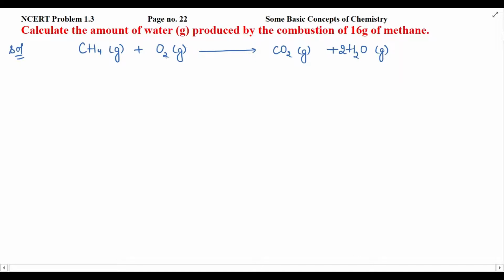Now in reactant side I am having 2 atoms of oxygen, and in product side I am having 2 plus 2, that means 4 atoms of oxygen. So what I'll do, I'll simply multiply this O2 with 2, right? Now the reaction is balanced. Now in this question we will use the relation 1 mole equal to molecular mass. Okay, now in this question there are methane and water only.